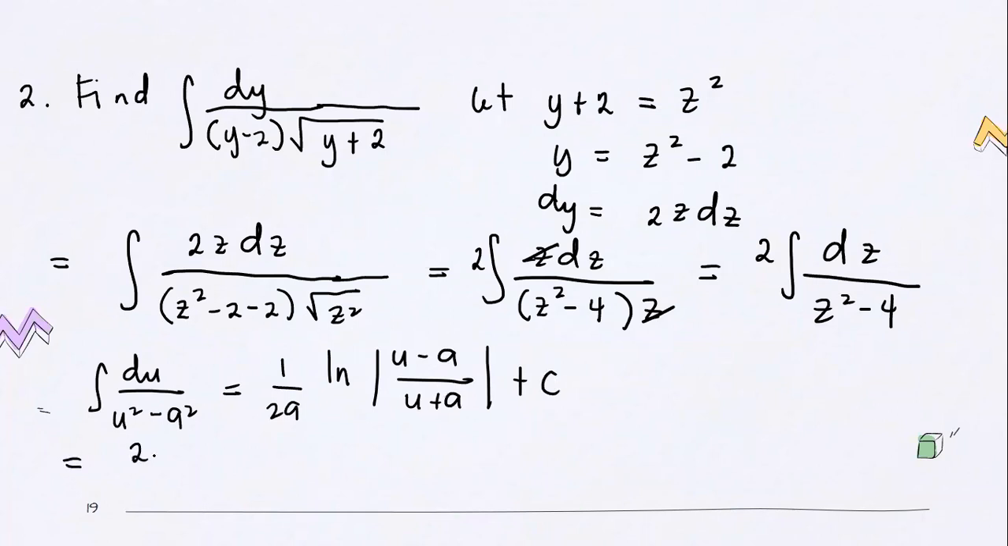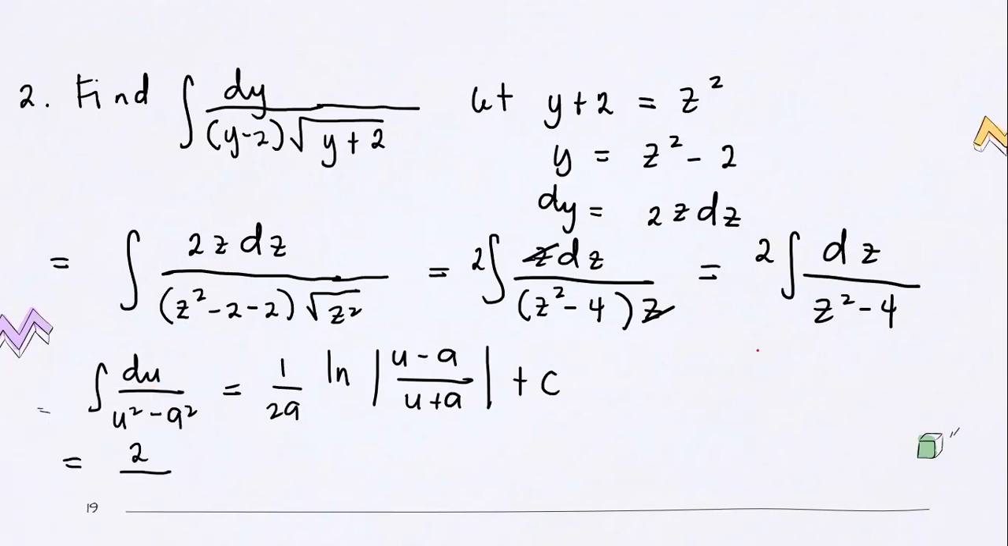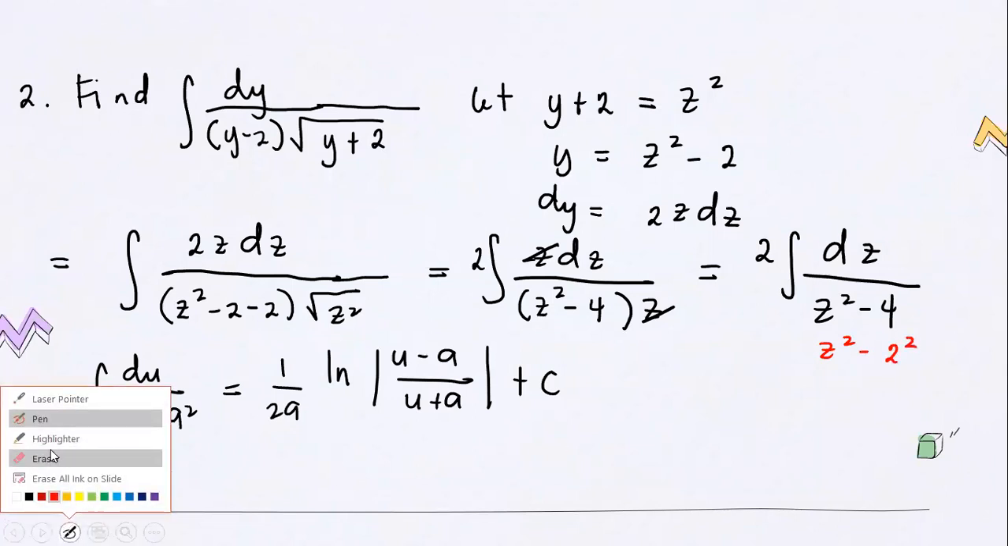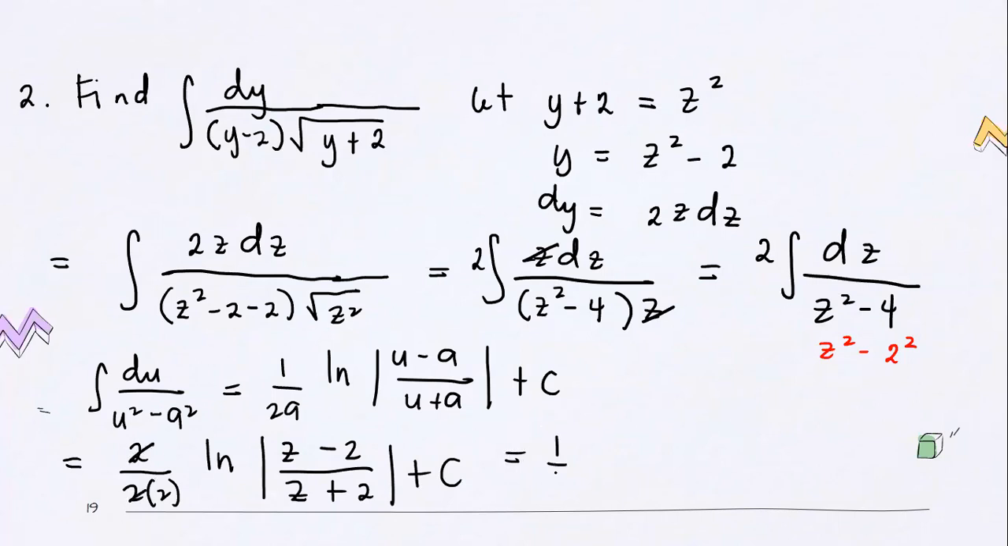Therefore, that is equal now to 2 over 1 over 2. Therefore, this one is z squared, this one would be z squared minus a squared, that is 2 squared. Therefore, we have 2 over 2. Your a is 2. ln of u is z minus a, which is 2, over z plus 2 plus c. Okay, therefore, that equals 1 over 2 ln z minus 2 over z plus 2 plus c.